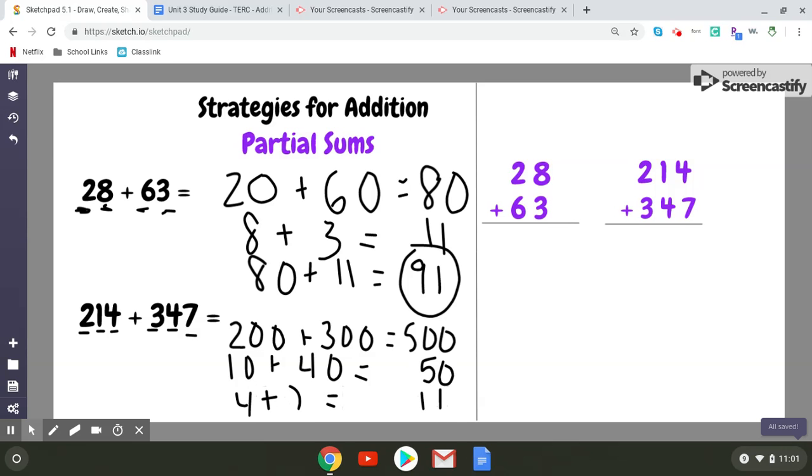When we add 500 plus 50 plus 11, you could add it like I did, writing another equation up here, or you could draw a line, I'm kind of out of space here, and add it like you would an algorithm. So 500 plus 50 plus 11 is 561.